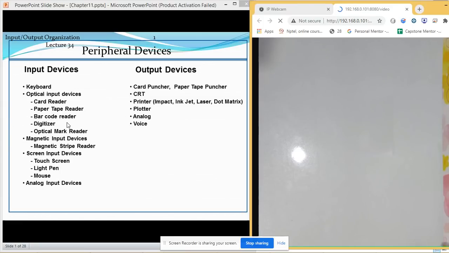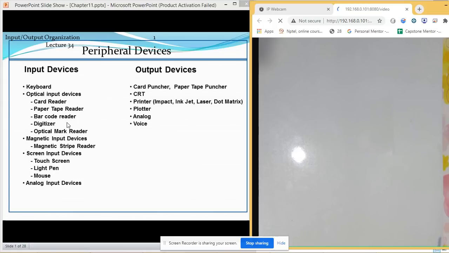In the case of output, we have card punchers. This is a kind of obsolete technology right now. We no longer use the card punchers. Then we have paper tape puncher. It is the same thing. CRT is your cathode ray tube monitor, which you use as a monitor in old computers. Now we have LED and LCDs used in this.